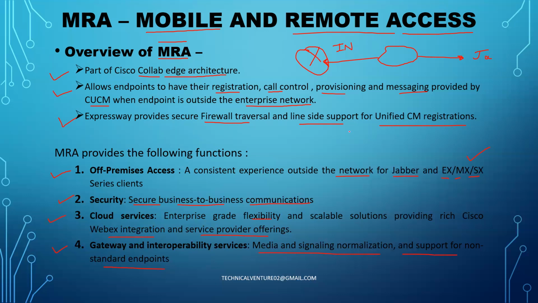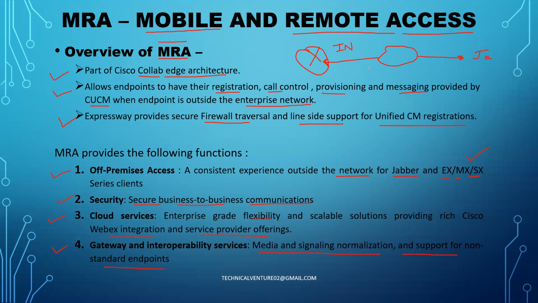So why are we using this MRA? Why do we need to connect Jabber, which is outside your network? It actually reduces the overhead of the VPN. Before, whenever you were working at home, you needed to connect the VPN, and only then would your Jabber or other endpoints connect with the internal network, the corporate network.